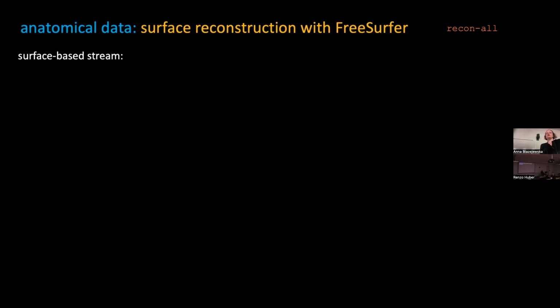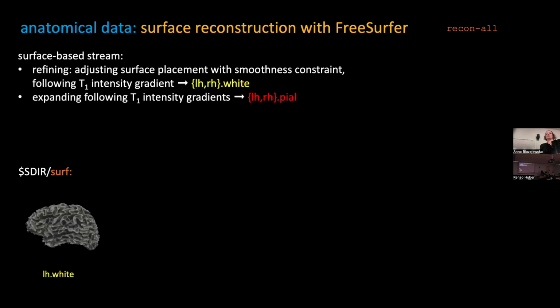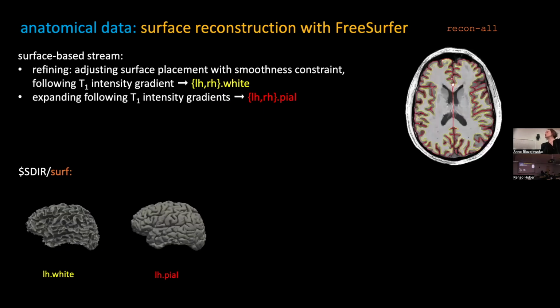So the first step of the surface-based stream is refining the surfaces. Basically, what is being done is adjusting the placement of vertices with a smoothness constraint, but following the T1 intensity gradient. That creates our left and right white matter surfaces. By the way, all the surfaces end up in the surf directory. Subsequently, from this white matter surface, we create, again by expansion following T1 intensity gradients, the pial surfaces. They'll look like this. These are the 2 main surfaces that define our cortical ribbon.